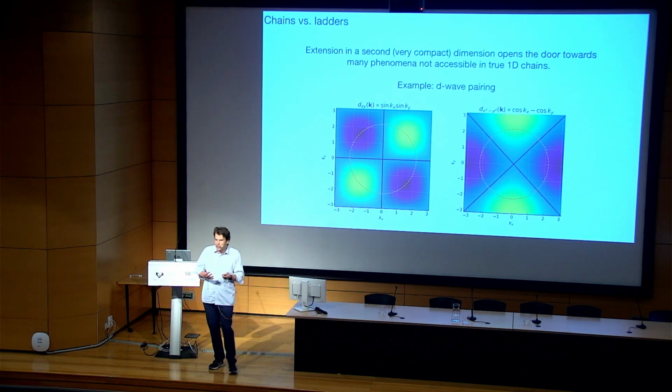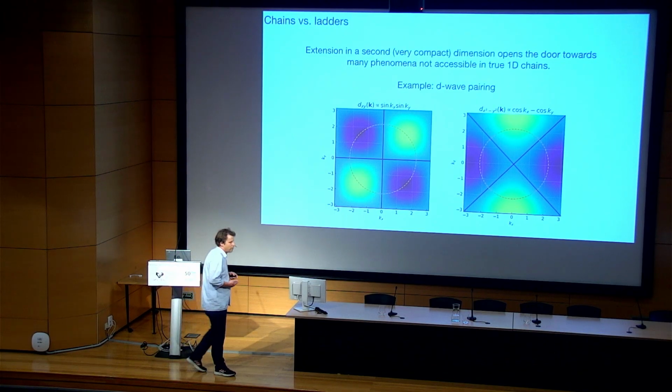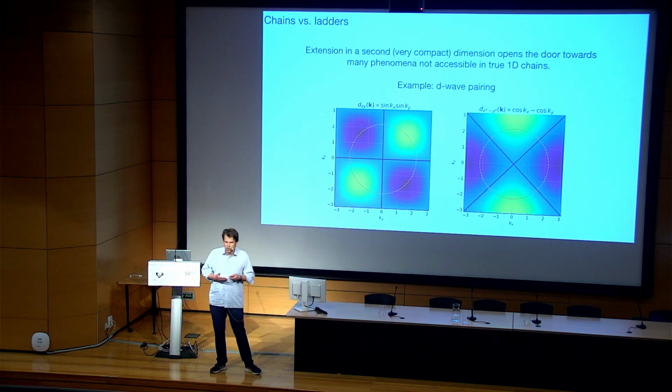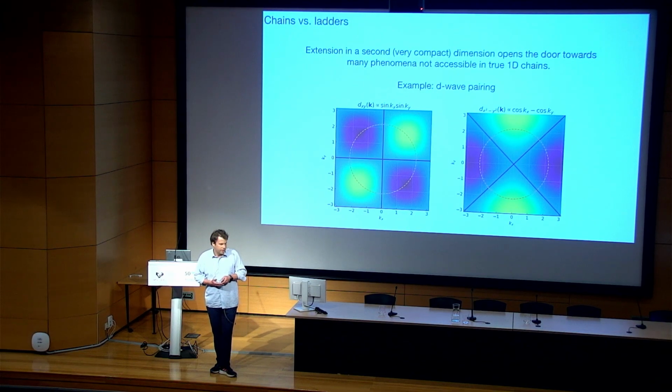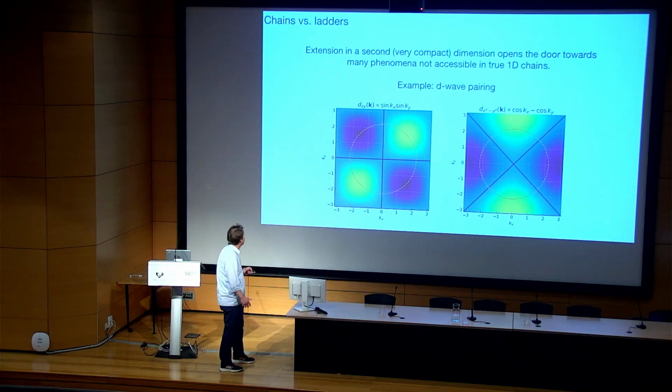And these pairing channels, actually, are very important in nature. So this dx square minus y square pairing is the pairing mechanism which in cuprates is responsible for the high temperature superconductivity in these materials. Now, how do we get such pairing correlations in ladder systems?